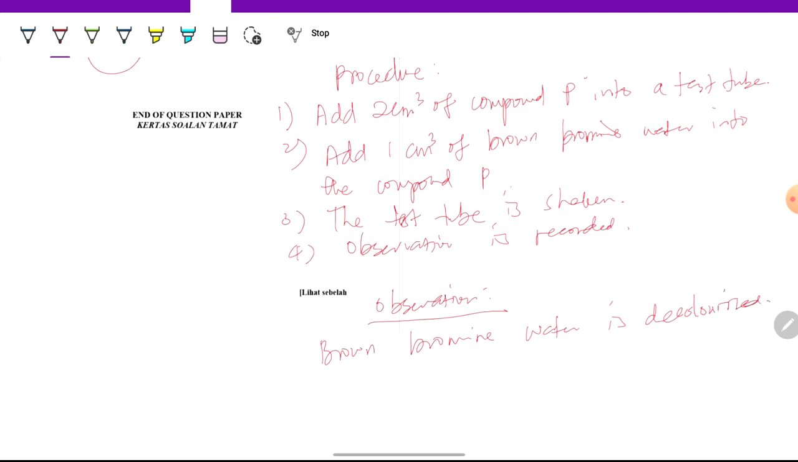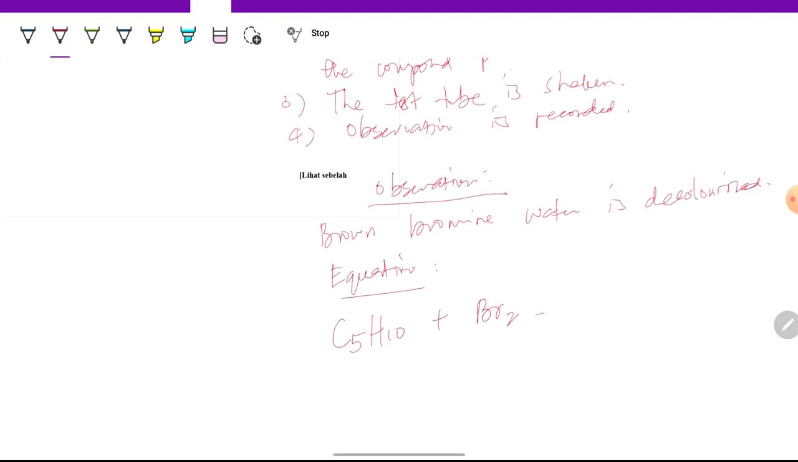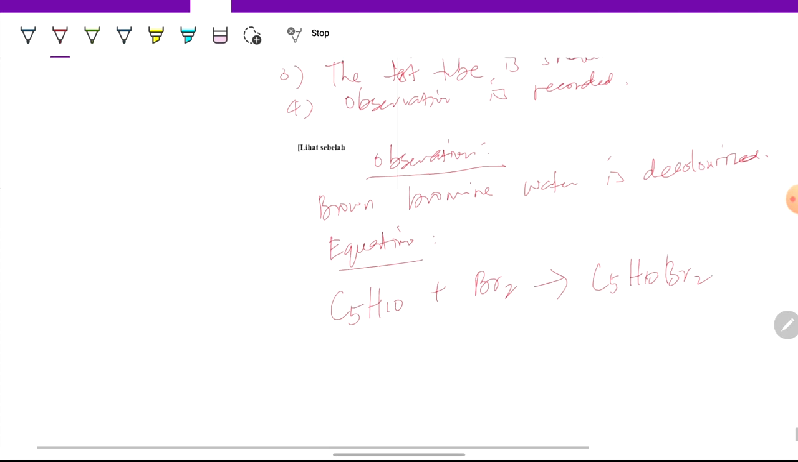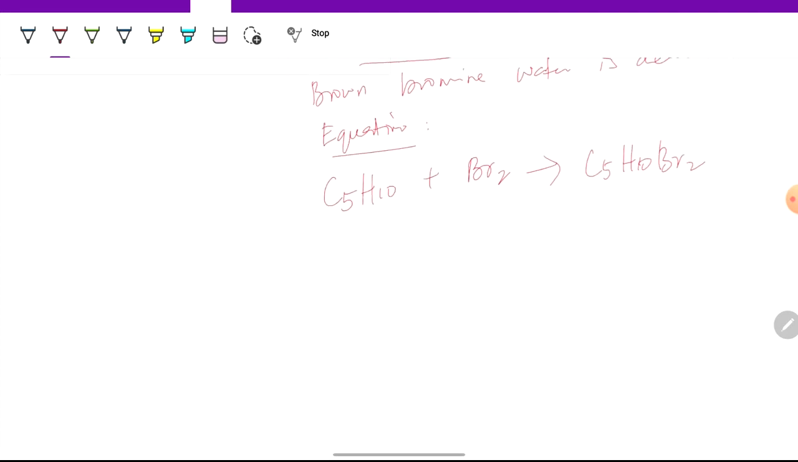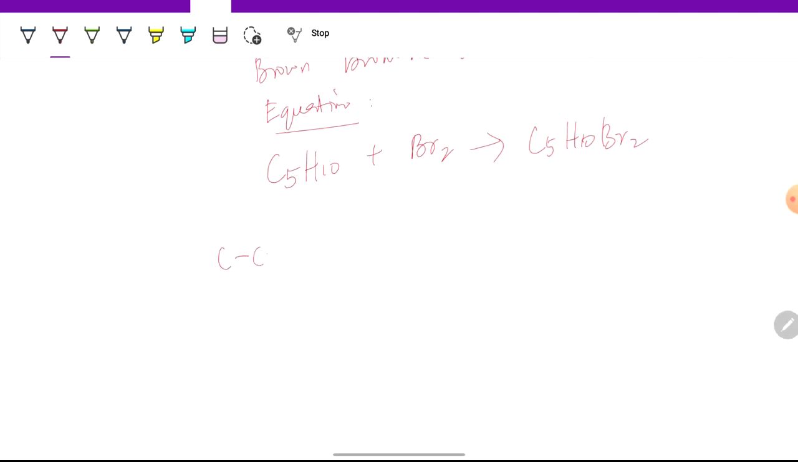Why can it decolorize? Because the carbon-carbon double bond reacts with bromine water, so bromine becomes bromide and it becomes colorless. So the equation: pentene, C5H10, reacts with bromine, Br2. If we draw it out, C5H10, let me double check again, C5H10, so 1, 2, 3, 4, 5, and one of the bonds is a double bond.